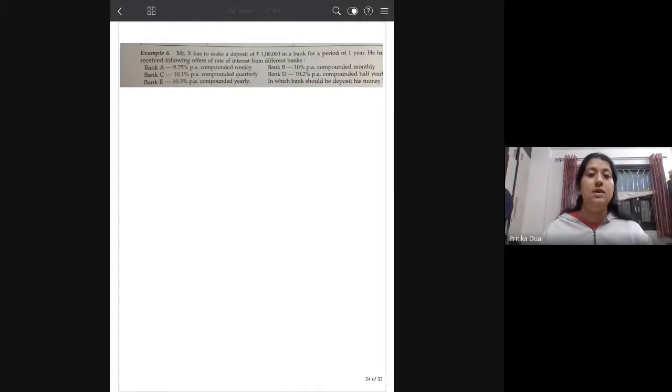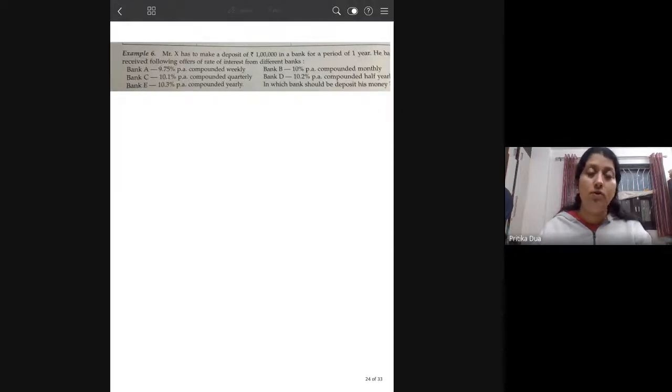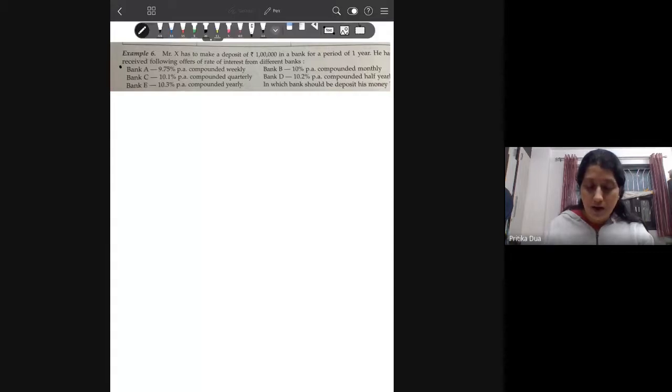Okay, so in this question, Mr. X has to make a deposit of 1 lakh in a bank for 1 year, and there are 5 banks which have given 5 options, and he needs to calculate which of the options is best. Obviously, the option that gives the highest effective rate of interest would be preferred. Now, in this case, you have weekly, quarterly, yearly, monthly, half yearly compounding. You can, for the time being, leave part A because that would be 52. That has to be solved using logs. I will give you the answer for bank A. Rest you can solve.